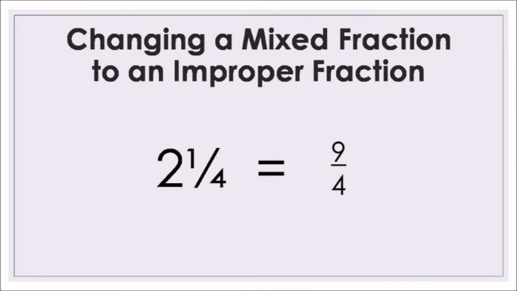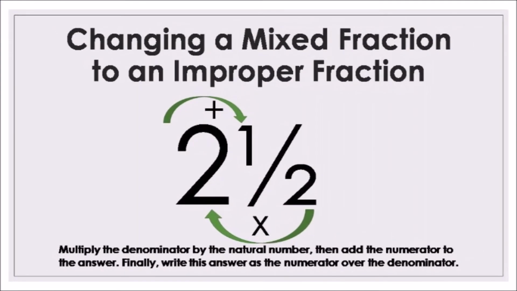Okay, let's go over that again. So you multiplied 4 times 2 is 8. And then add the 1, make it 9. And then put it over the denominator. So it's 9/4. The denominator is 4. Okay, now let's try another one.